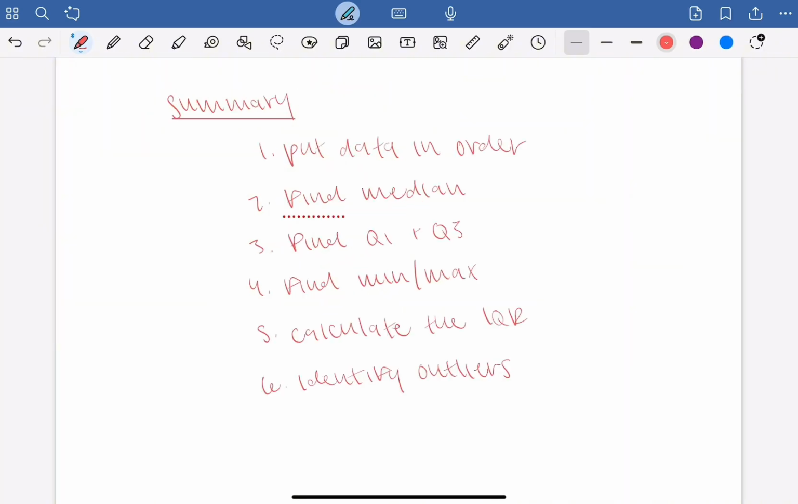Let's review. First, arrange the data from smallest to largest. Next, find the median. Then find Q1 and Q3 by looking at the lower and upper halves of the data. Record the minimum and max. Finally, calculate the IQR and use the 1.5 times IQR rule to determine whether there are any outliers.